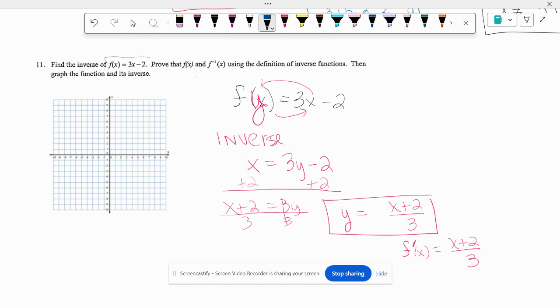So this is just a linear function. 3x minus 2, that tells me to begin at negative 2. And I have a slope of 3. Up 1, 2, 3 over 1, 2. Sorry, I did that wrong.